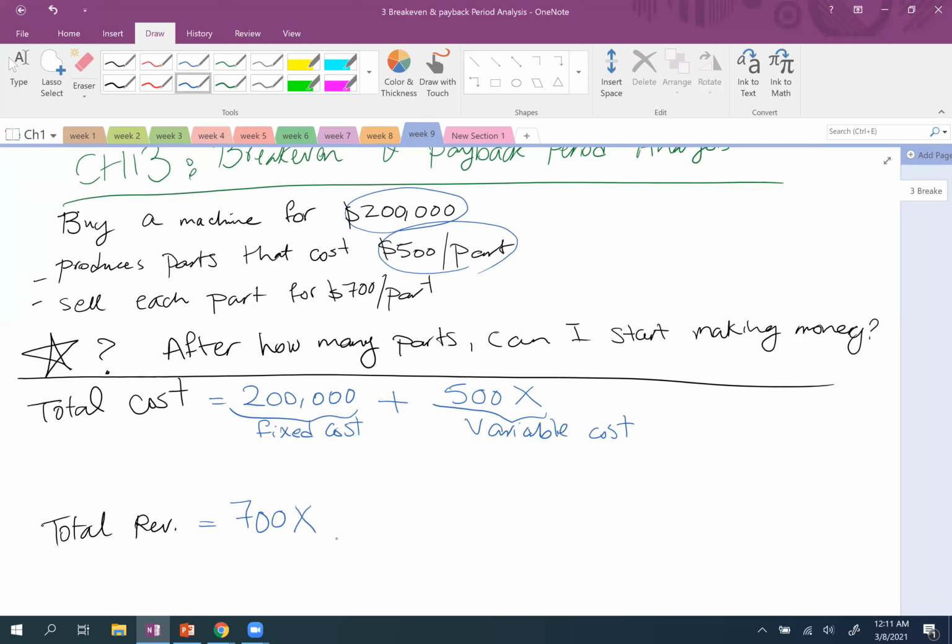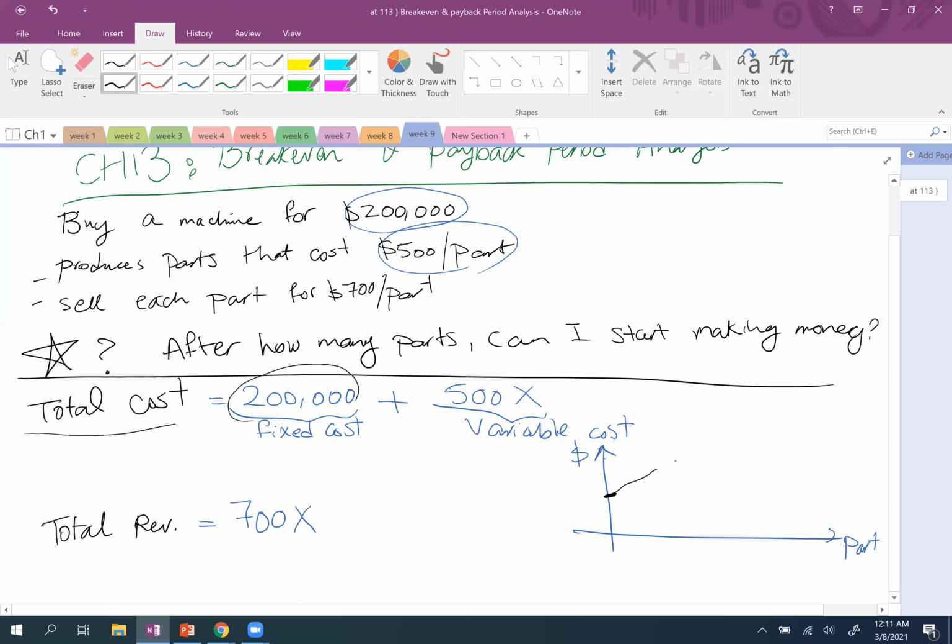So generally, if I want to draw these cost and revenue functions, let's say this is the dollar axis and this one is the number of parts. The first one is the total cost, which has a fixed cost element, like an intercept, and then I have a slope of 500. So the more I produce, I have to pay more for raw material, for any unusable items and so on. So this is your total cost function. It means that the more I produce, the more total cost I have to pay.